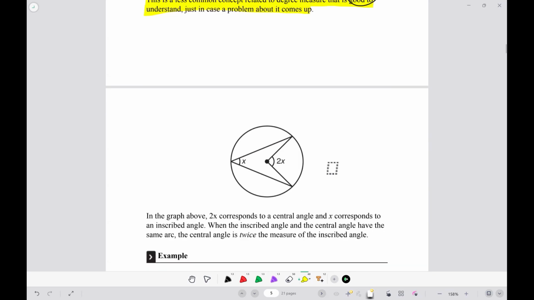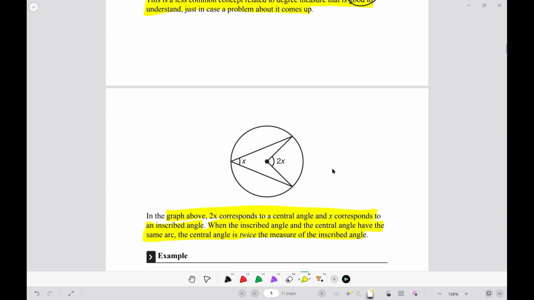In the graph above, 2x corresponds to a central angle and x corresponds to an inscribed angle. When the inscribed angle and the central angle have the same arc, the central angle is twice the measure of the inscribed angle. I'm reading it again.